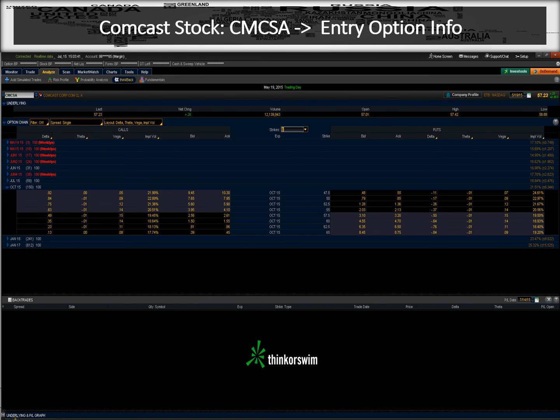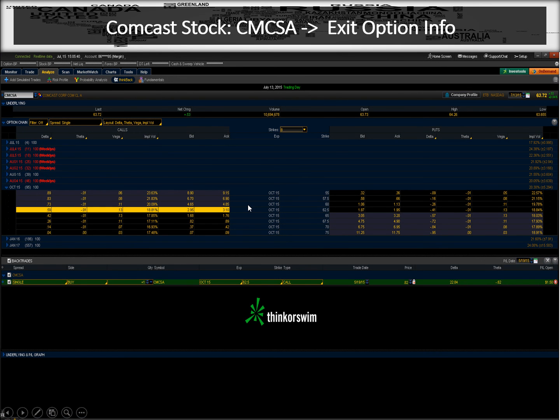If you look, this is the date when we entered the trade, and then the date we exited the trade. You could see here that the 62.50 option went from about 82 cents to, and this is when we exited the trade here on July 13th, roughly around $3. And you could see the stock went from $57 and some change to $63. So you had a $6 movement, which is very good for the stock price and also for the option.